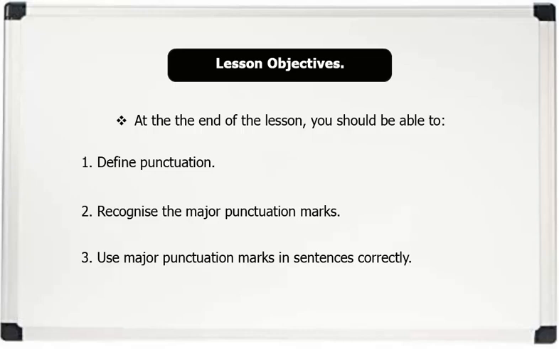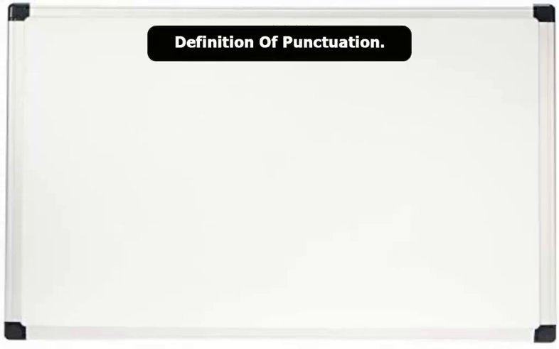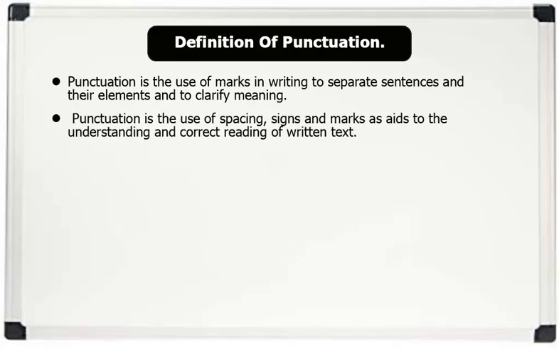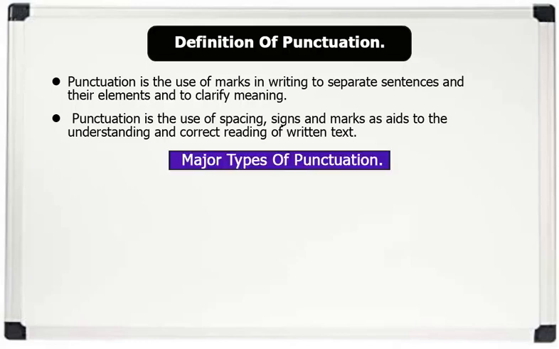Let us go over to the definition of punctuation. Punctuation is the use of marks in writing to separate sentences and their elements and to clarify meaning. Punctuation is the use of spacing, signs, and marks as aids to the understanding and correct reading of written text.